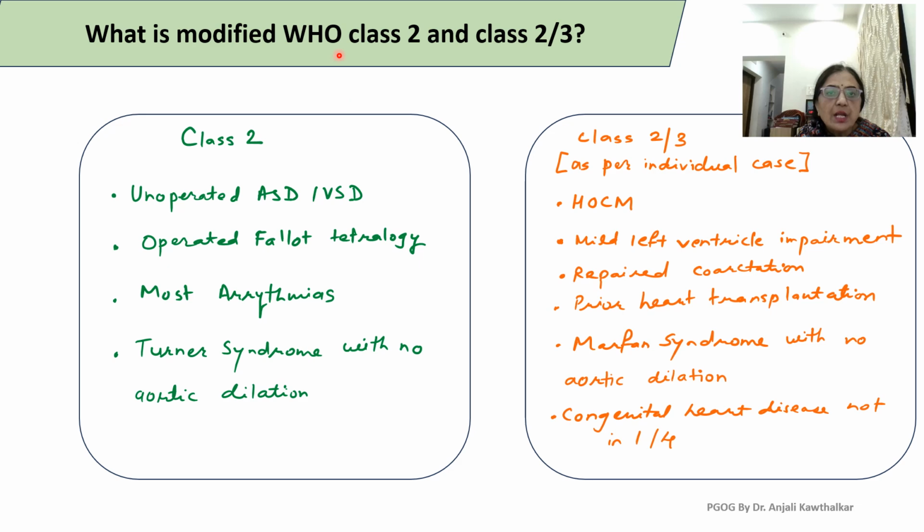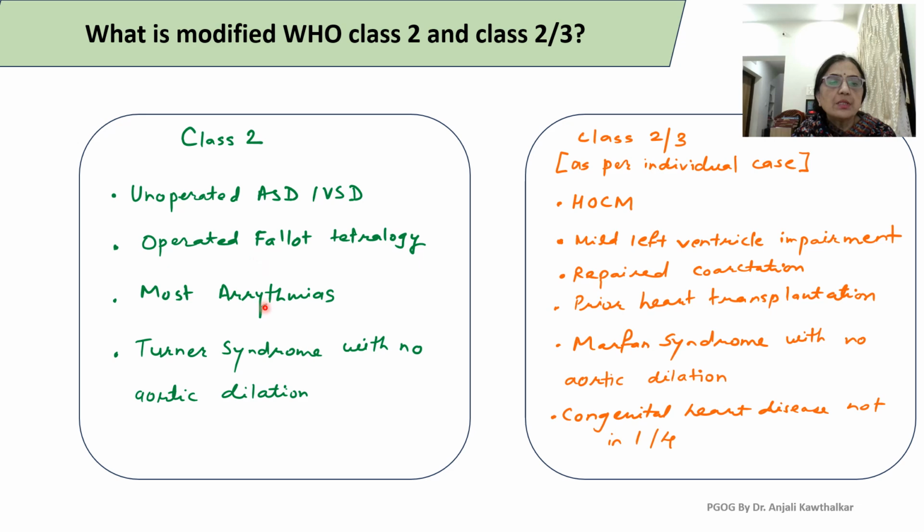What is class 2 and what is class 2/3? That leads to additional confusion in this classification, and sometimes we feel that it is becoming more and more difficult to remember. But to make it easier, remember that there are only 4 conditions in class 2. And class 2/3 means the class will change as per individual findings in that case. That means there is a range. For example, suppose we take hypertrophic obstructive cardiomyopathy. Some patients will behave like class 2, some will behave like class 3. That is the meaning of this class 2/3.